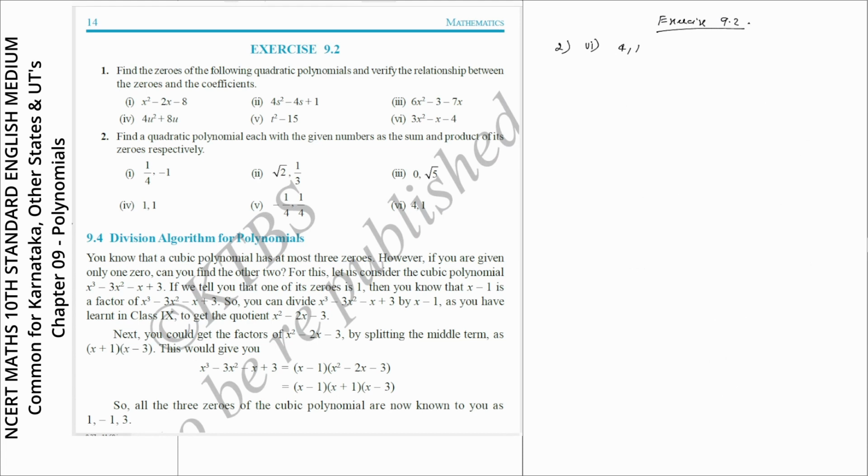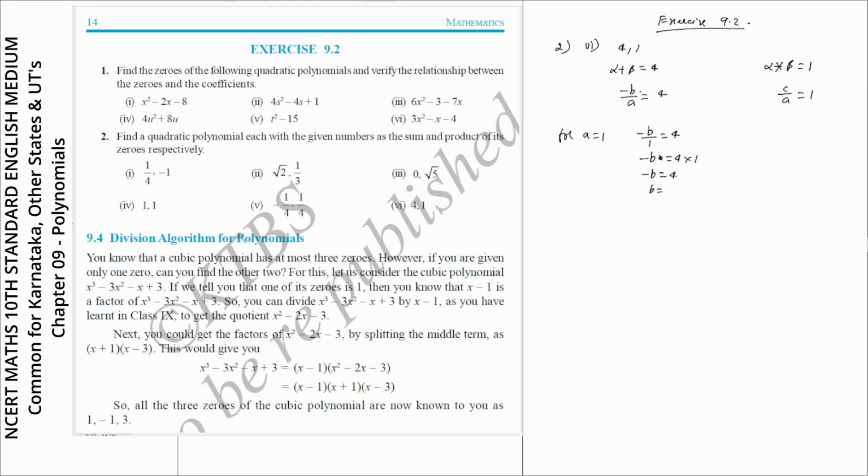Exercise 9.2, question number 2, sub question 6. Alpha plus beta is equal to 4 and alpha into beta is equal to 1. So alpha plus beta is also equal to minus b by a. So minus b by a is equal to 4. Alpha into beta, alpha beta is c by a. C by a is equal to 1. Now for a is equal to 1, I will get minus b by 1 is equal to 4. So if I cross multiply, minus b is equal to 4 into 1. So minus b is equal to 4.